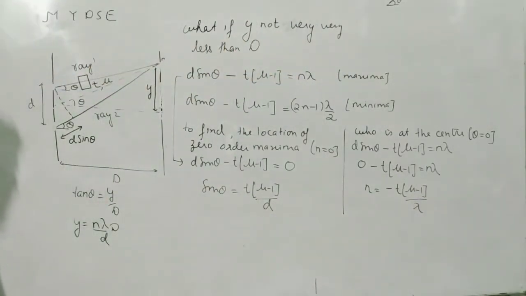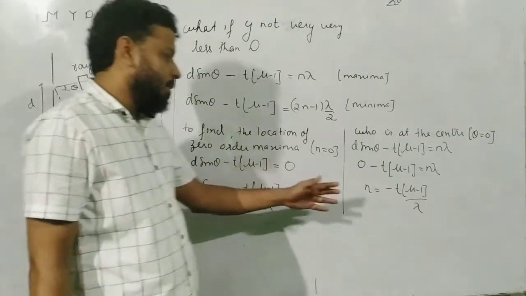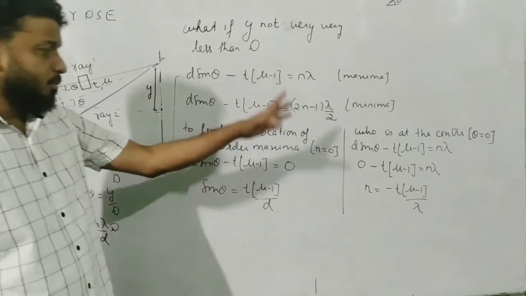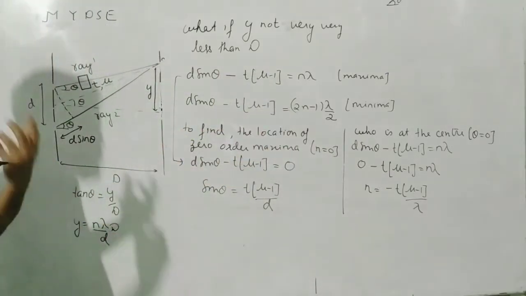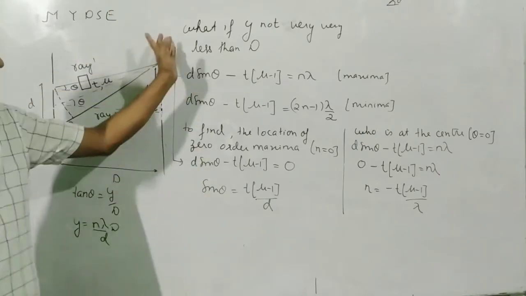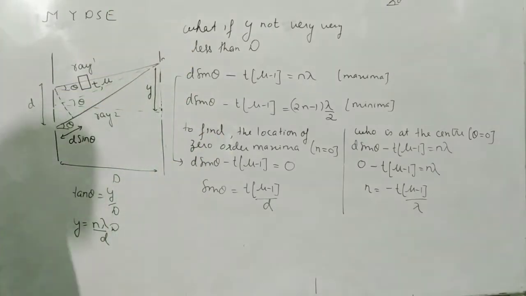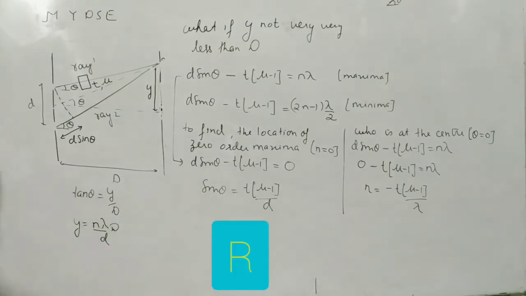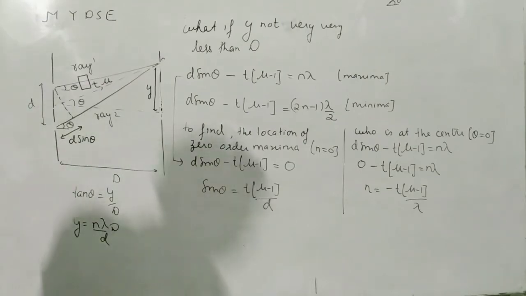What does it mean when you get the negative order? I'm not going to discuss it now. Just take a note of this, and then I'm going to discuss what you mean by negative order fringe coming at the center. I'll discuss that part. So just take a note of this. What if y is not very less than x? Just take a note of this. Okay, moving ahead.